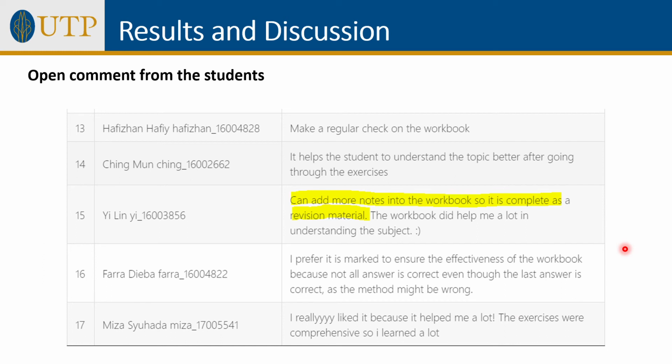Another good recommendation is to add more notes, so it's complete as a revision material. The current workbook is very brief on the concepts. The idea is that the details of the concepts will be taught during the class, so that the students can add extra notes in the workbook. But some students prefer that it is more complete. So there is a plus and minus aspect to this.